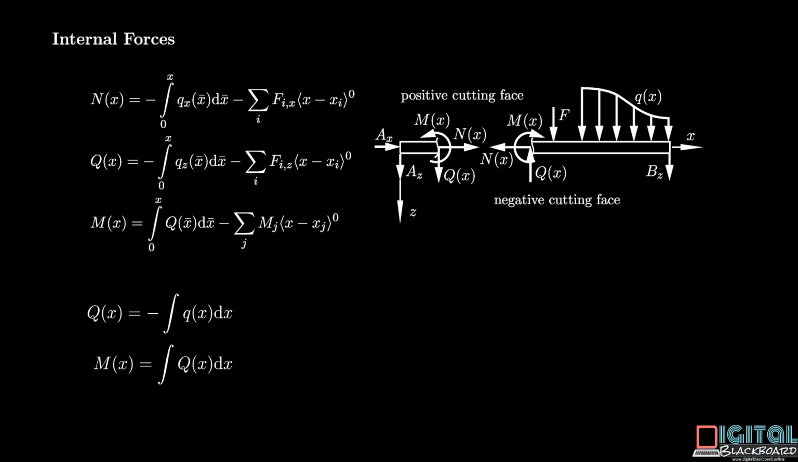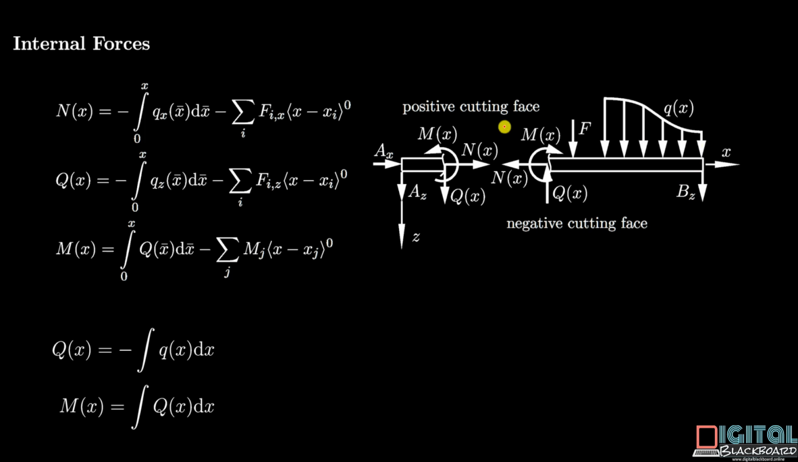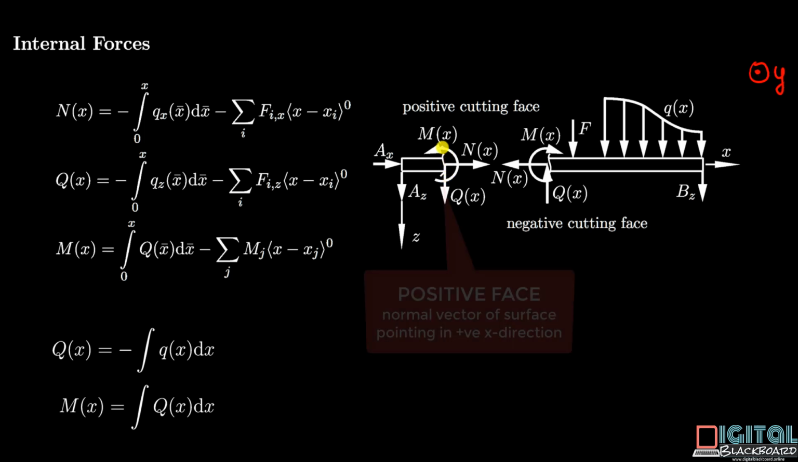Let's talk about sign convention first. The figure that we see here defines the sign convention for beam bending problems. First, we have a coordinate system where the x-axis is pointing to the right and the z-axis is pointing downwards. So using the right-hand rule, that would mean that the y-axis is pointing out of the paper. This cutting face here is called a positive cutting face.